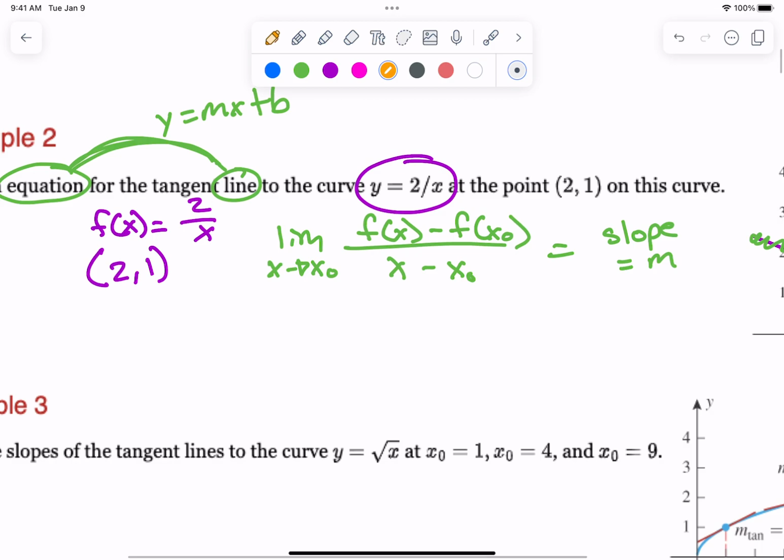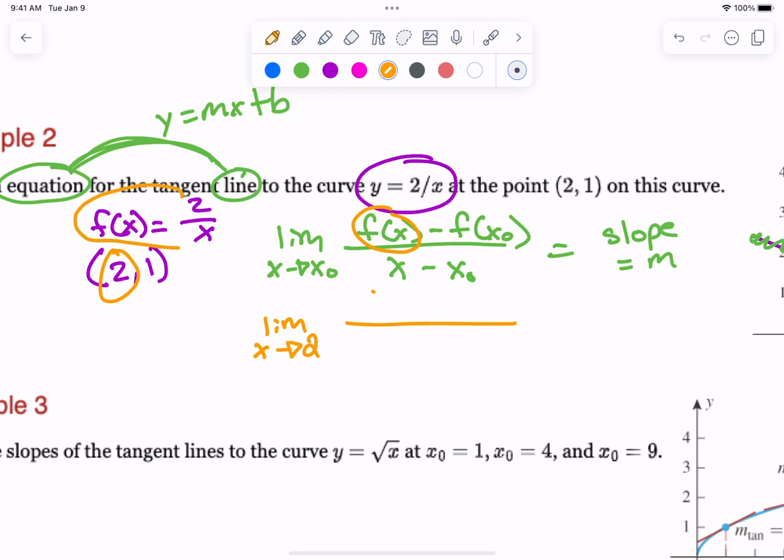All right, so the limit, we're going to fill our stuff in. As x goes to, what is x naught? What's the original x of the point? Yeah, 2. So we're going to 2, okay? And then we just need f of x. What is f of x?